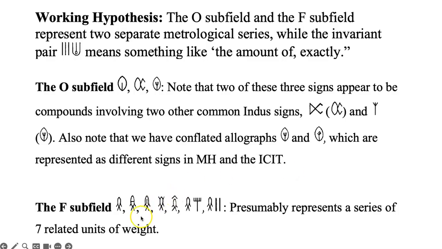Then we have the F subfield, as I mentioned already, the fish sign, which presumably represents a series of 7 related units of weight. All right, and I should say before we go on here, I'm not sure if I have a slide about this further on, but this is actually corroborated by the weights that are found next to the seals. Probably the next most common and archaeologically interesting thing that's found at Harappan sites are weights.